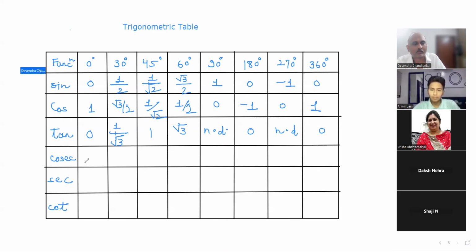This is 0. Cosec is 1 upon sine. So cosec 0 is not defined. This is 2. This is root 2. This is 2 over root 3. Just the inverse of sine. This is 1.